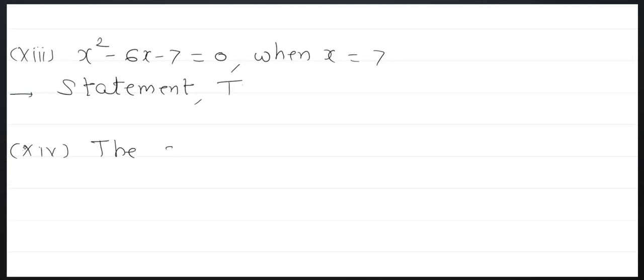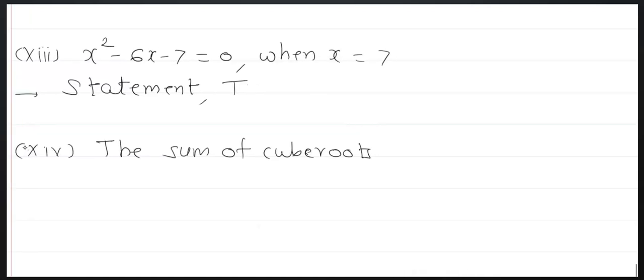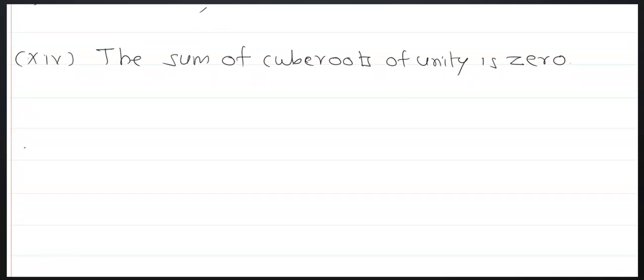If we substitute x equal to 7, then LHS is equal to RHS. Next is, the sum of cube roots of unity is 0. Yes. In 11th standard, we have seen that 1 plus omega plus omega square is equal to 0. Therefore, the sum of the cube roots of unity is 0. Therefore, it is a statement and its truth value is T.